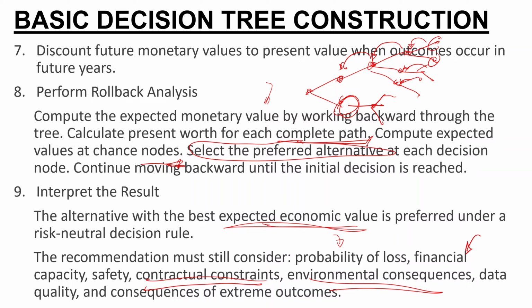Actually, I've already mentioned this in the rollback analysis. It is already shown here in steps 7 and 8. Step 7 is discounting future monetary values and performing rollback analysis. So in the discounted decision tree, you're just going to apply discounting. But this will be discussed in the next video.